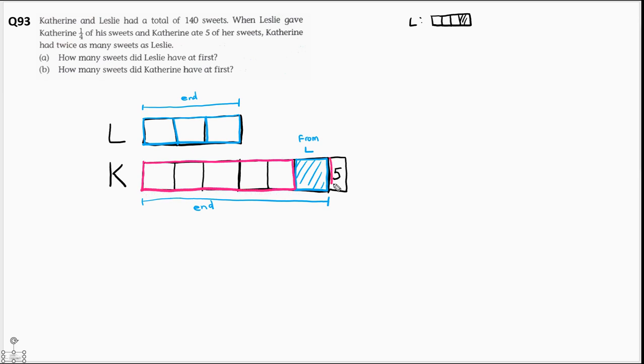And she had these 5 sweets before she ate them. Okay, so that's what she had at first. Again, if we had this 5, we could have put that on there, and that perhaps would have been just a neater way of doing it.